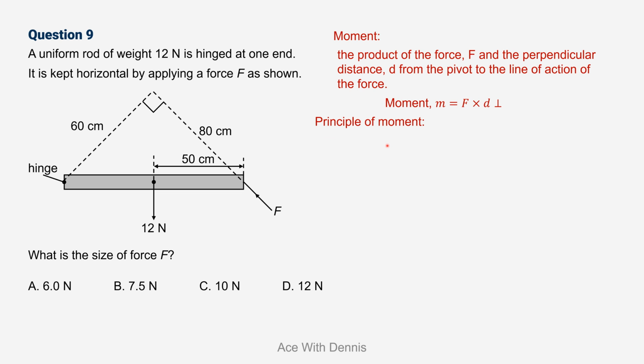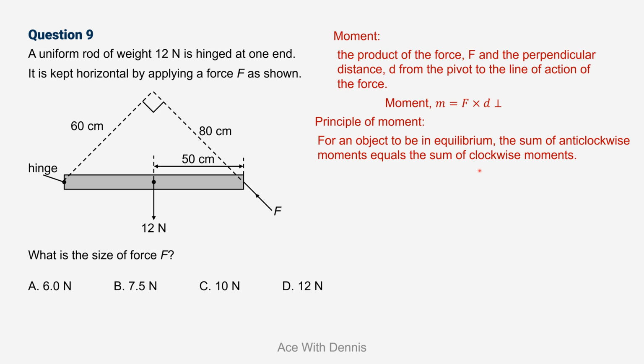And we need to relate it to the principle of moments, which states that for an object to be in equilibrium, the sum of anticlockwise moments equals the sum of clockwise moments. Hence, we can have this equation: sum of clockwise moments equals sum of anticlockwise moments. Now we need to determine where the clockwise moment and the anticlockwise moment are from this diagram. To determine that, we need to identify where the pivot is. So the hinge here is the pivot.